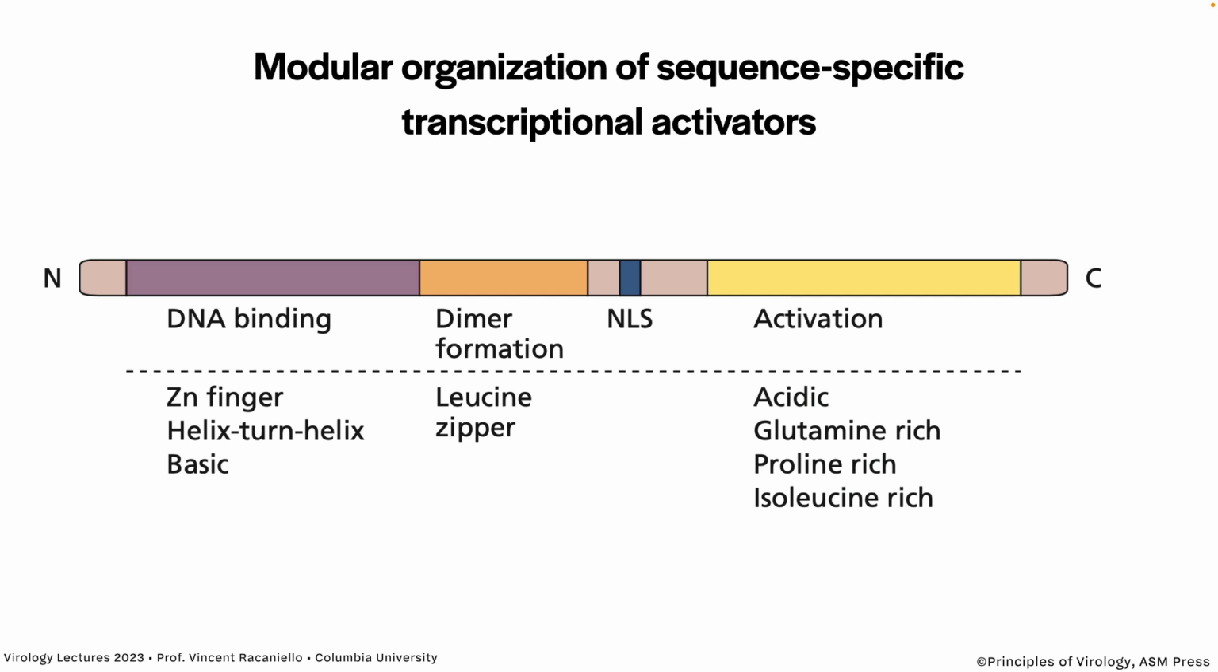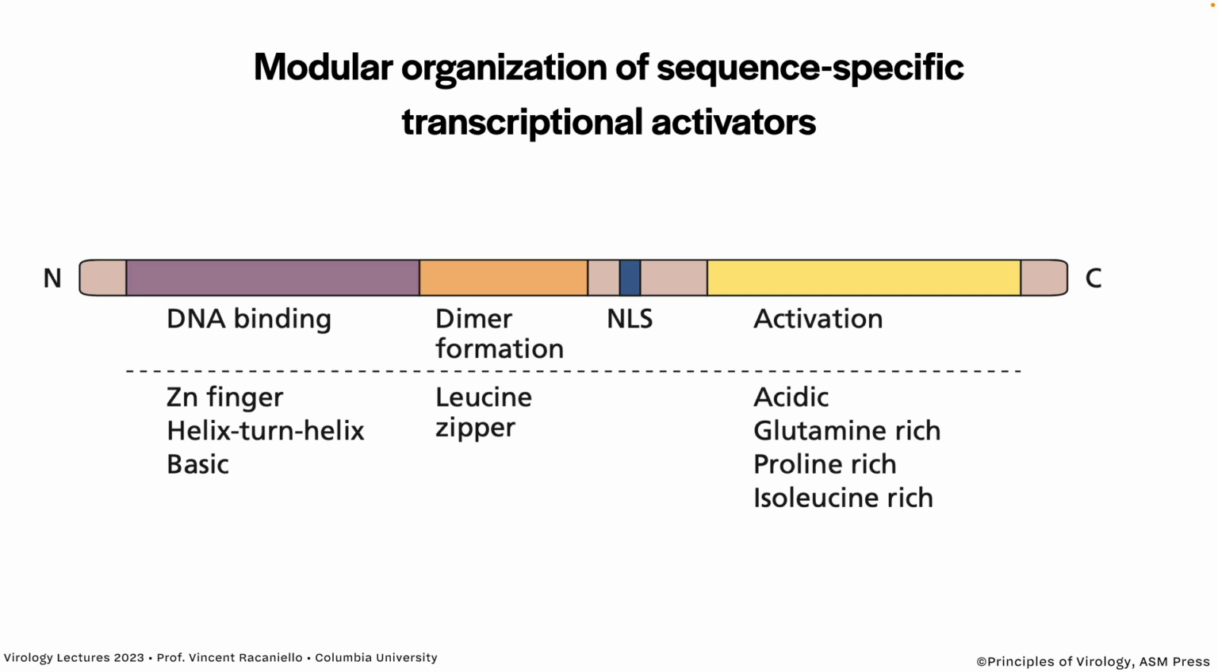They have a three modular component to them. At the N-terminus, there's a sequence that allows them to bind DNA. And this typically has specific kinds of protein motifs that are called zinc fingers or helix-turn-helix or basic motifs. Those are all involved in DNA binding. Then there's another sequence that is needed to make a dimer. These proteins work as dimers. It's the orange part there. That's typically a leucine zipper, which mediates dimer formation.